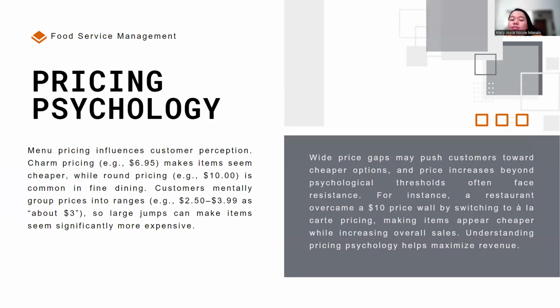Studies show pricing strategies significantly impact customer perception and buying behavior. Charm pricing, such as using $6.95, makes items seem cheaper, whereas round pricing, such as $10, is preferred in fine dining. Customers tend to categorize prices into approximate ranges, making a large price jump noticeable. Businesses can use psychological strategies such as subtle price increases and restructuring menus to maintain sales while adjusting pricing.